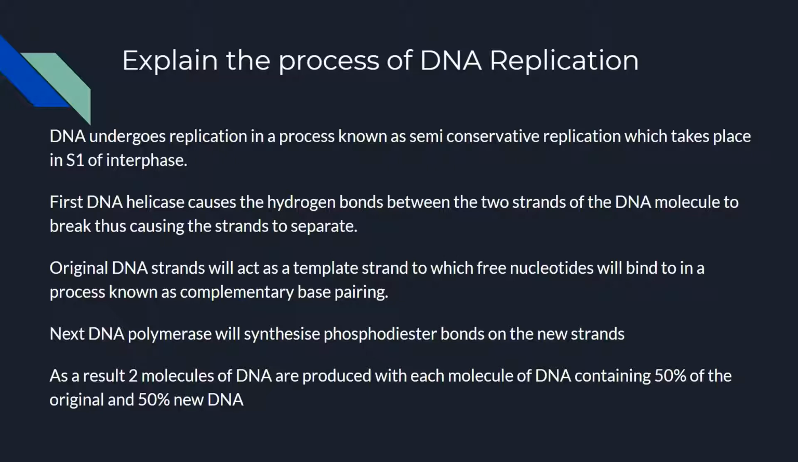The original DNA strands will then act as a template to which free nucleotides will bind in a process known as complementary base pairing. Next, the DNA polymerase will synthesize the phosphodiester bonds on the new strands. As a result, two molecules of DNA are produced, with each molecule containing 50% of the original DNA and 50% of the new DNA, which is why the replication process is known as semiconservative DNA replication.